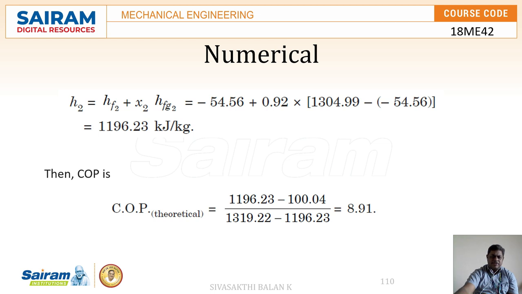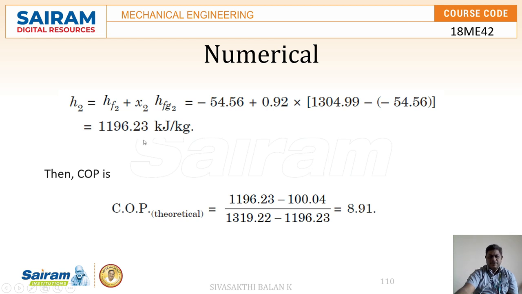HFG2 is not given in the table, so we can take it easily by differentiating between the HG and HF. We get HFG2. So all the values are known, including the drainage fraction. So it is easy for us to substitute all the values and get the value of H2. So H2 we get 1196.23 kilojoules per kilogram.